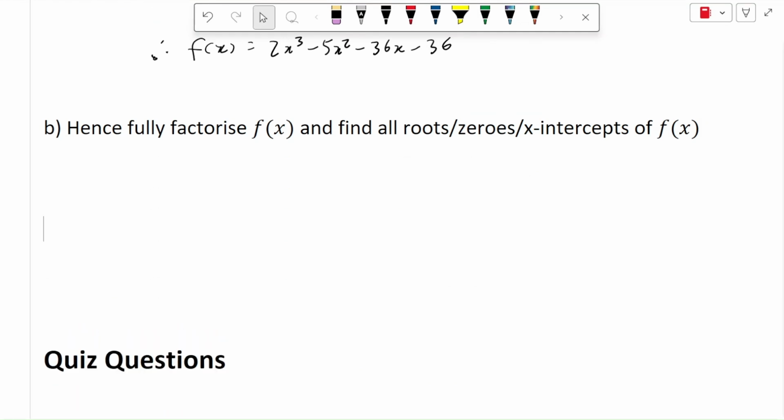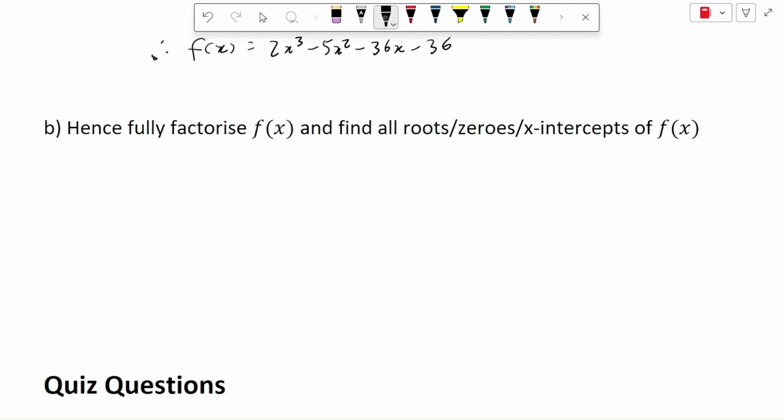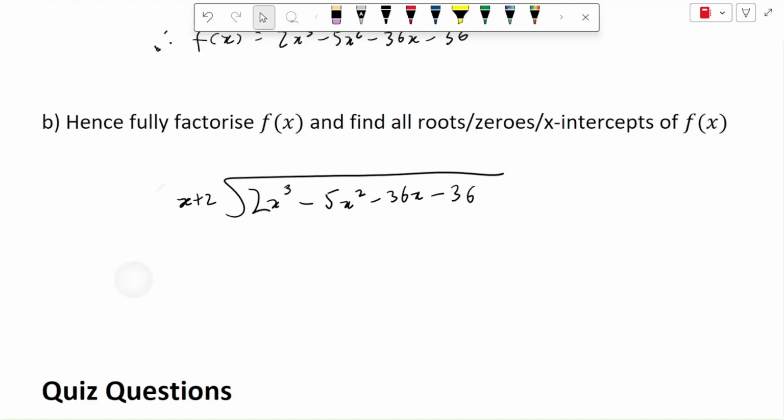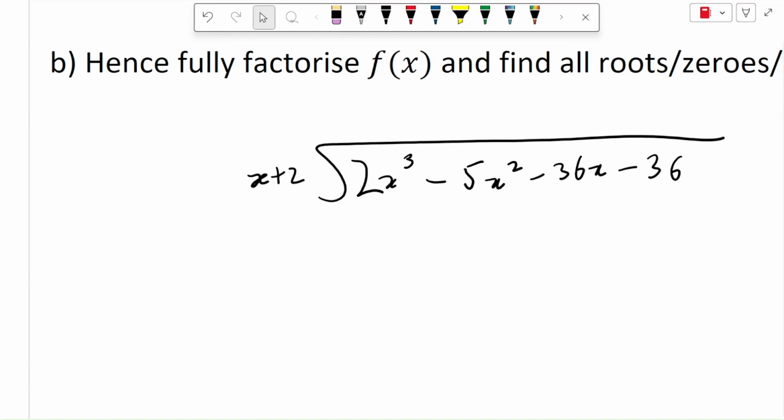So to do this one formally, what we need to do is take our function, so 2x cubed, 5x squared, take 36x, take 36, and we need to divide it by what we know is a factor already, x plus 2. Now, we've seen a few polynomial divisions now. I would encourage you to pause the video and try this one yourself before you see the answer, and if not, I will chug through it now.